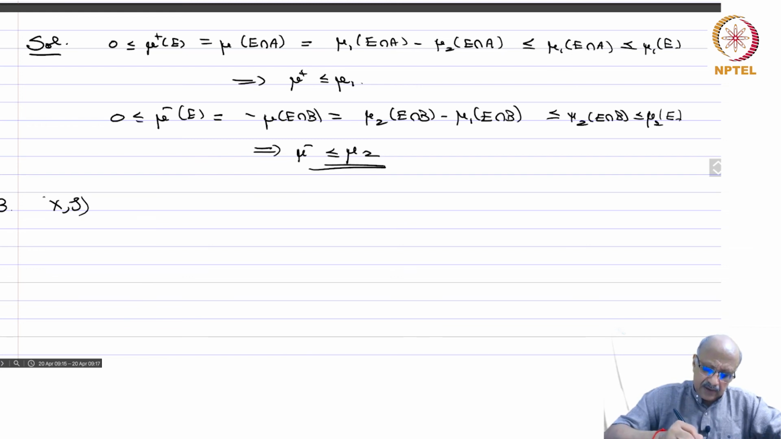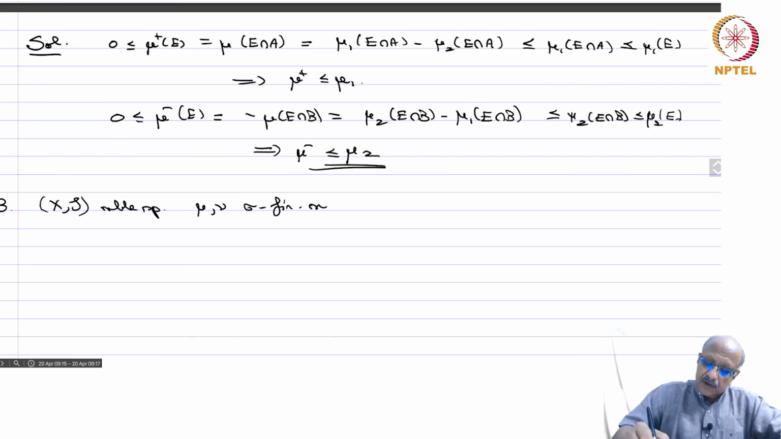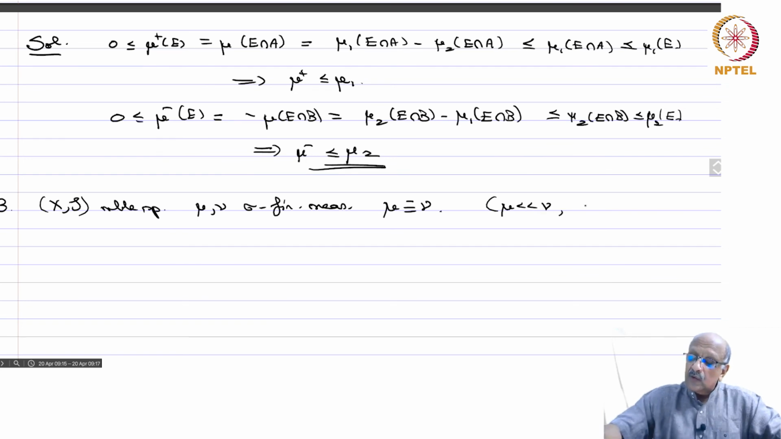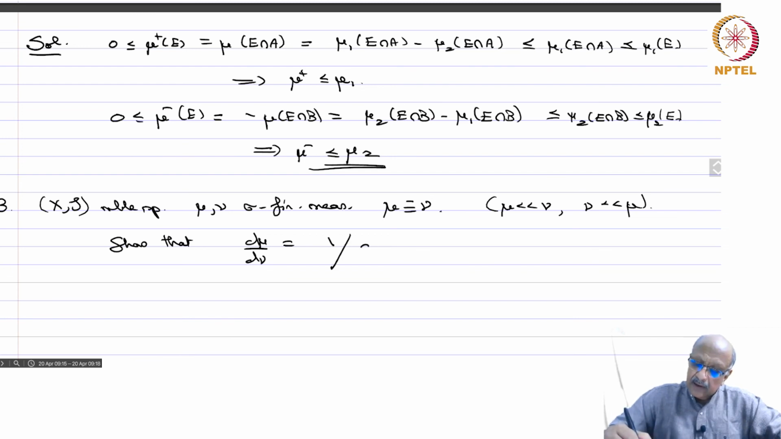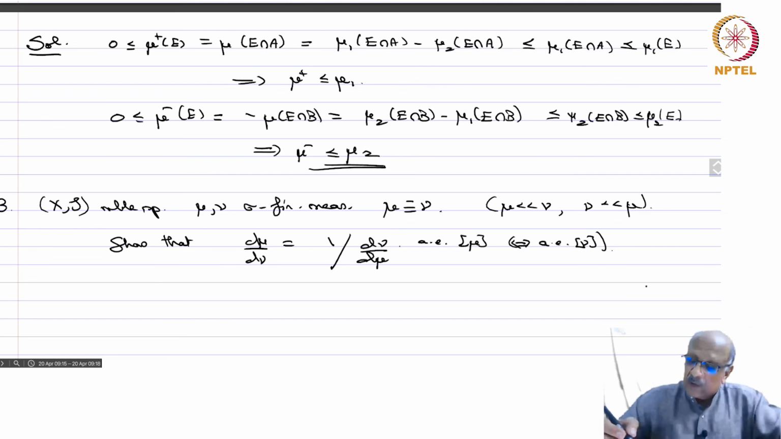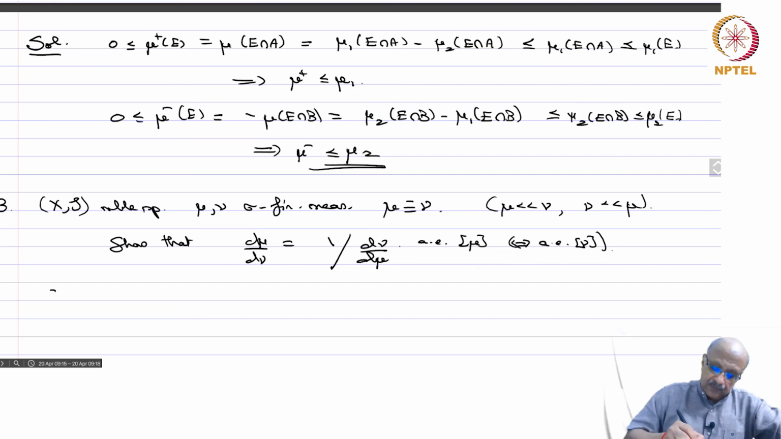Three, X, S measurable space, mu, nu sigma finite measures, and mu is equivalent to nu. That means, remember, mu is absolutely continuous with respect to nu, and nu is also absolutely continuous with respect to mu. Show that d mu by d nu is equal to 1 by d nu by d mu. And this is almost everywhere with respect to mu, which is the same as almost everywhere with respect to nu, because mu and nu are equivalent. So solution.